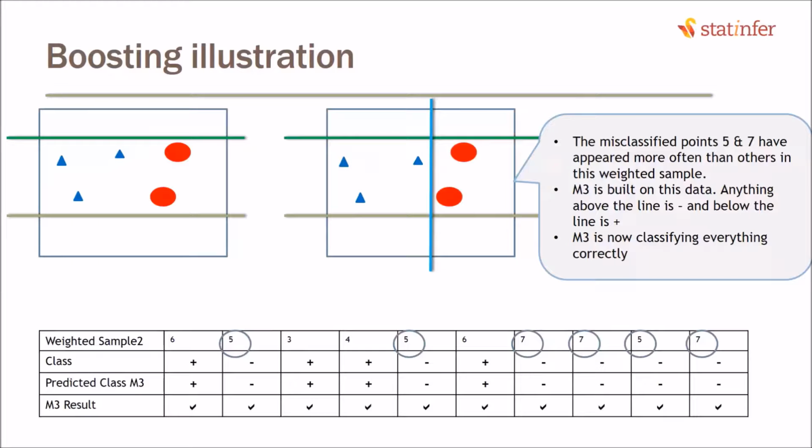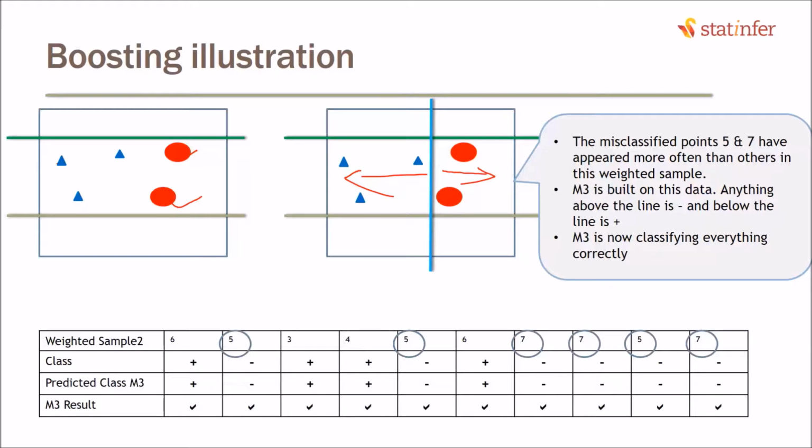So this is the third weighted sample. In it, these 3 are picked, 6, 3, 4, these 3 are picked, and 5, 5, 5. 5 is picked thrice, 7 is picked thrice, so they are given more weight. Now we build a new model M3 that has correctly classified everything. On the right hand side is red and on the left hand side is blue. So model M3 has classified everything correctly. M3 is built on this data. Anything above the line on the right side is plus, anything on the other side of the line is negative. So M3 has classified everything correctly.